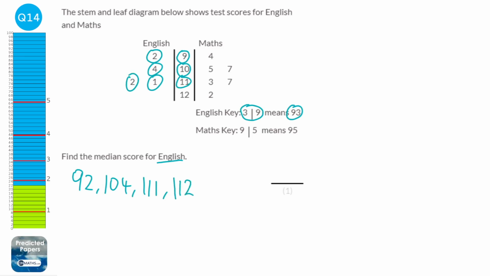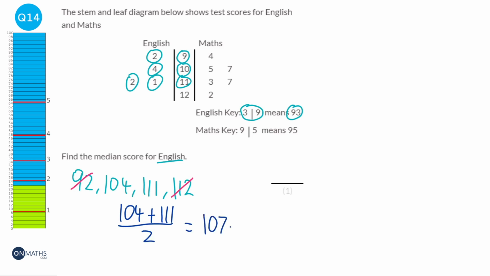So to find the median, we cross out the biggest and smallest until we're left with 1 or 2 in the middle. Here we're left with 2. So what we're going to do is add the 104 to the 111 and divide that by 2. When we do that, we get 107.5. So our answer is 107.5.